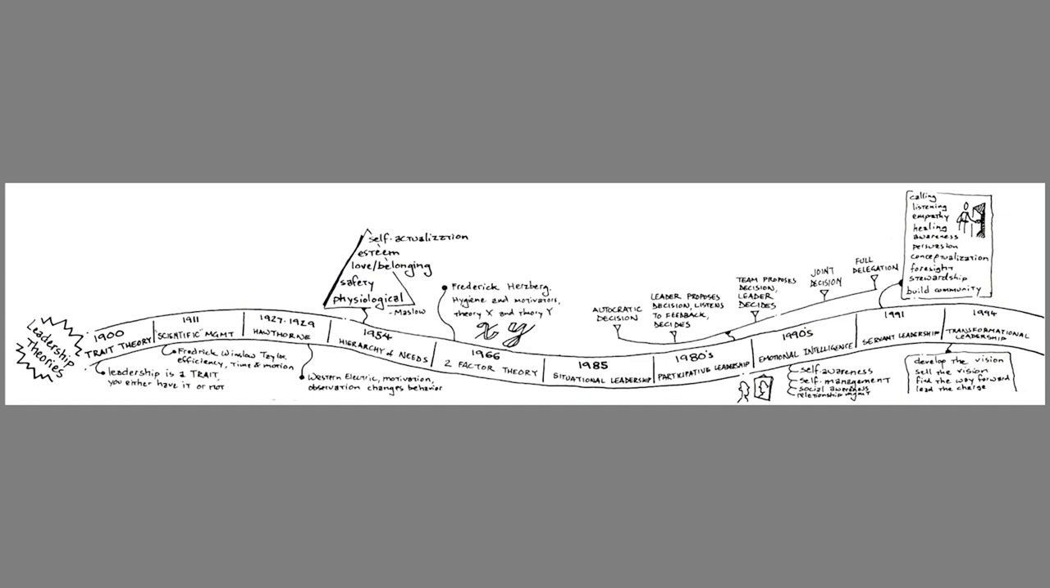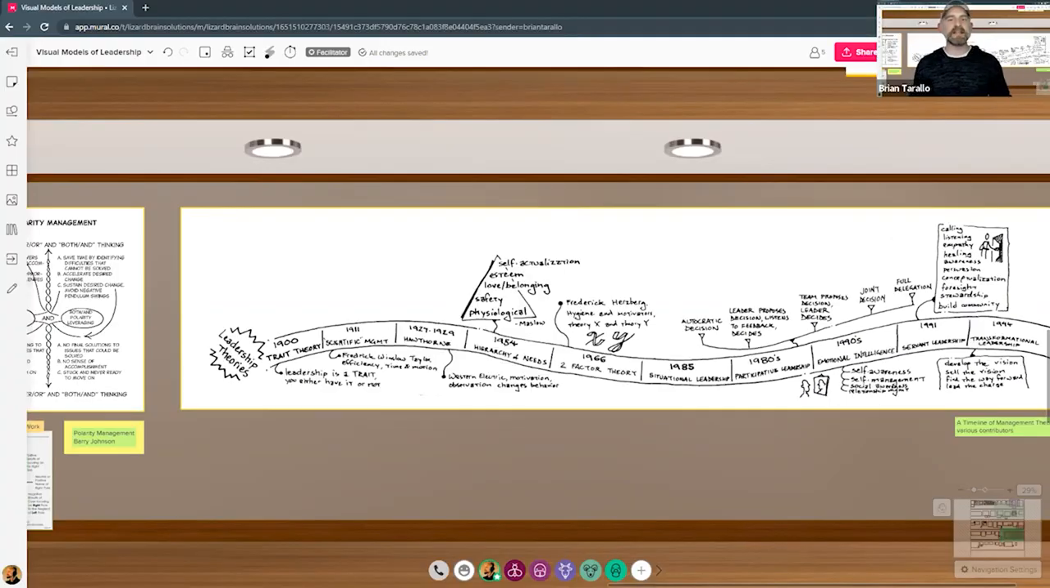Situational leadership, which we've mentioned already, came out in 1985. And then we get into things like participative leadership, emotional intelligence, servant leadership, and then in the late 90s, moving into more transformational leadership. I just thought this was a cool timeline of what I think were the driving leadership models of those decades.